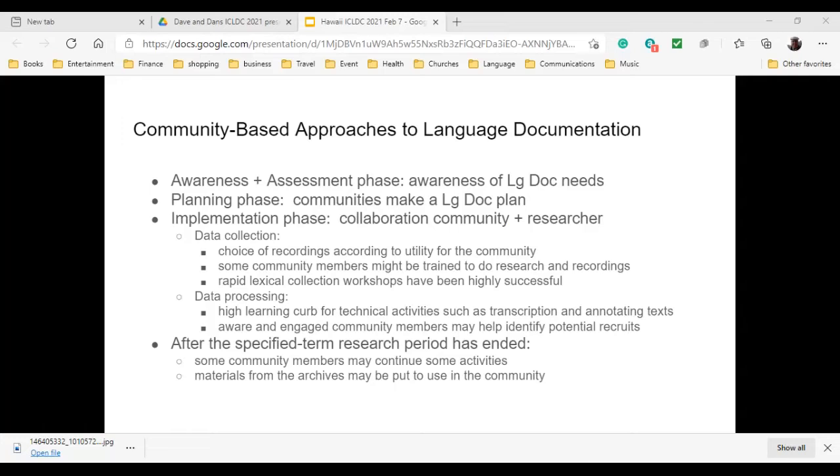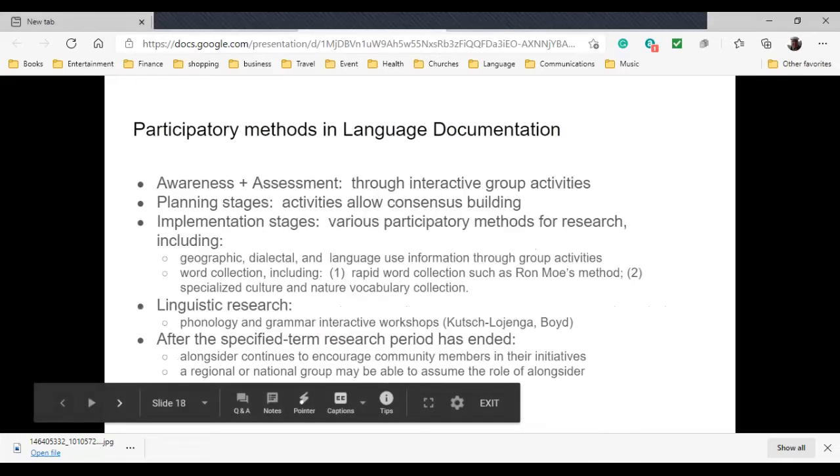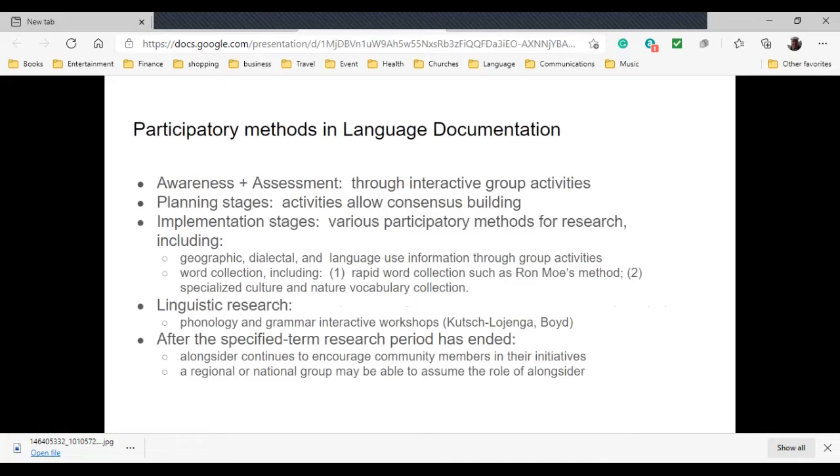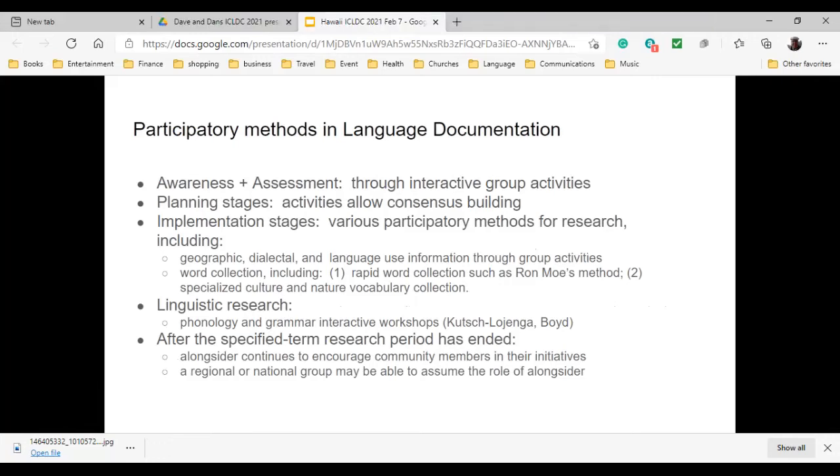And we also want to talk about the utility of participatory methods. It's very similar: think if you could use methods which would be more participatory, which would help people, even if they don't have a great background in research, to engage in a better way. There are more and more methods being developed, and a lot of people use rapid word collection methods. We also, as part of the workshops already in place, have participatory workshops for awareness building, assessment, planning, and for mapping out geography, dialects, and language use information, as we saw. All these things could be useful in language documentation.